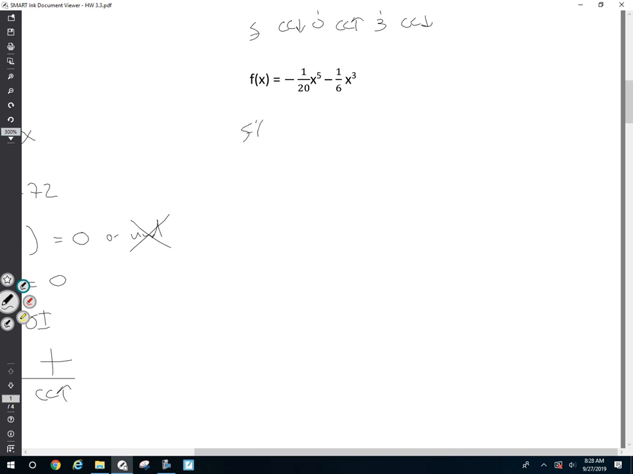Okay. So the derivative, I get -1/4 x to the 4th minus 1/2 x squared. Derivative again: -x cubed minus x squared. Okay, I'm going to pull out a minus x squared so that I get x plus 1. Don't have to worry about this, just the 0.